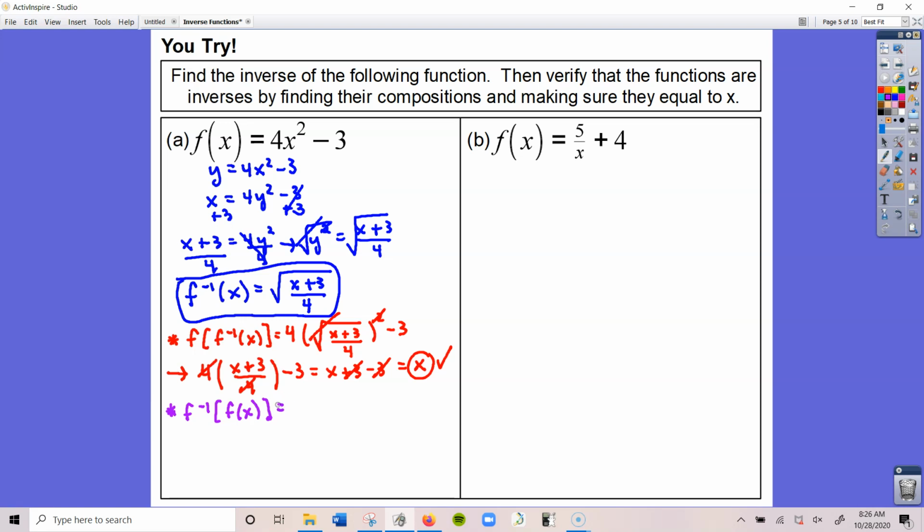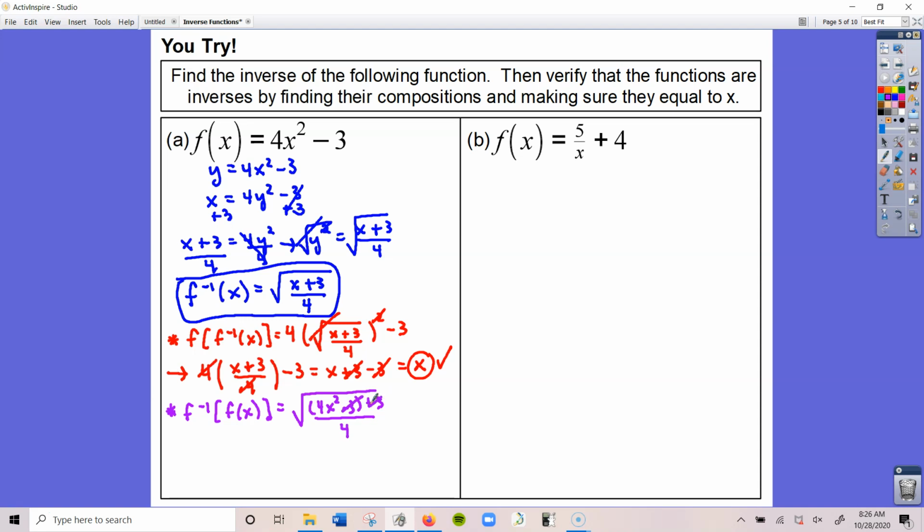So now I copy my inverse first, which is the square root of x plus 3 all over 4. And in here, I'm going to copy down my function. So 4x squared minus 3. Can't do anything with the parentheses, so basically just remove them. But what happens is these 3's will end up canceling since it's in the numerator. So we always got to simplify that first.